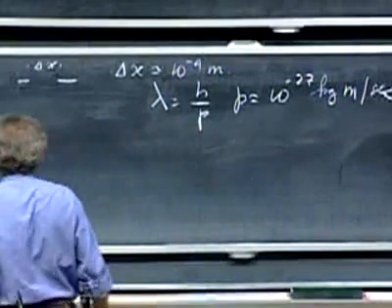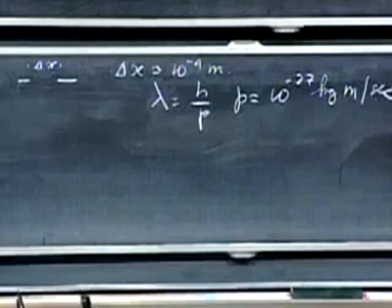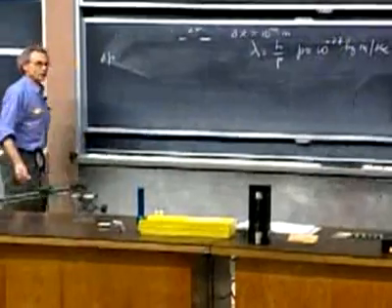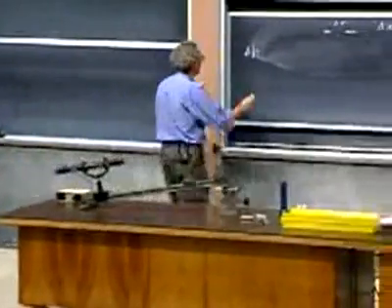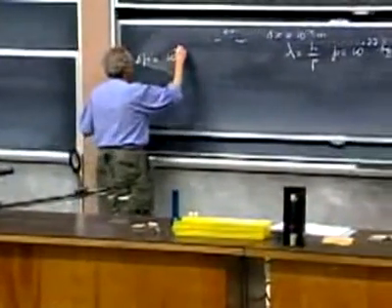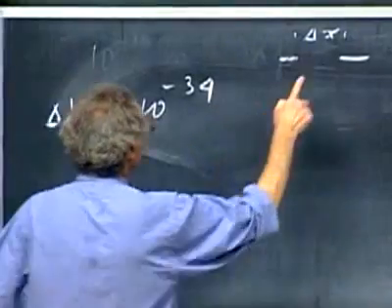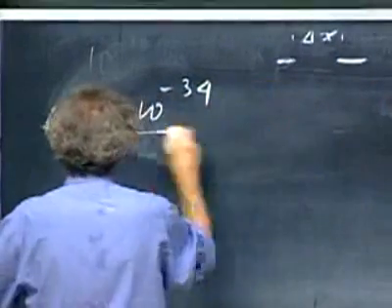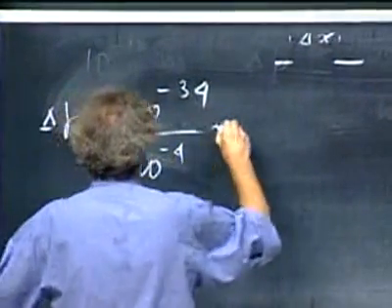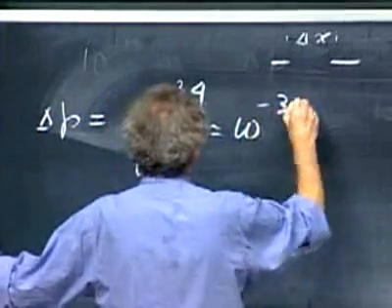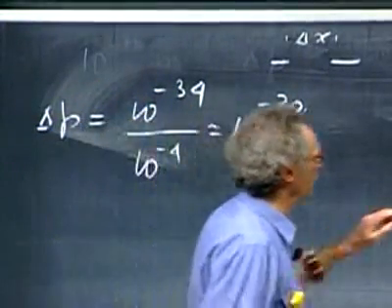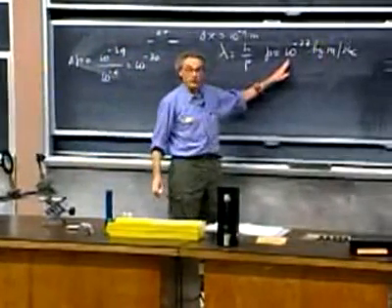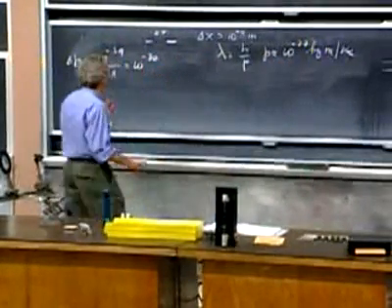So now, I have a delta p. The degree to which the momentum is undetermined, according to Heisenberg, is going to be 10 to the minus 34 divided by delta x, which is 10 to the minus 4th. So that is 10 to the minus 30. Very small. But the momentum itself is 10 to the minus 27. So it's only 1 part in 1,000.